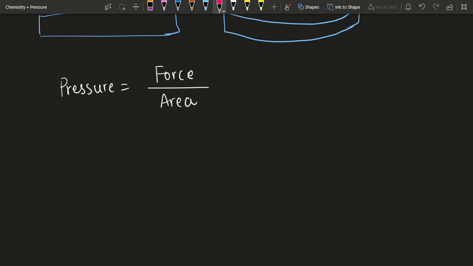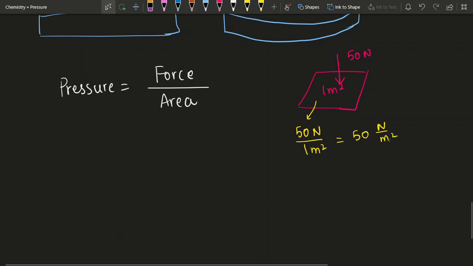Let's do a quick example. Say you had a sheet of area 1 meter squared, and you put a force of 50 newtons on it. Then the resulting pressure is equal to 50 newtons over 1 meter squared, and that's just 50 newtons per meter squared.